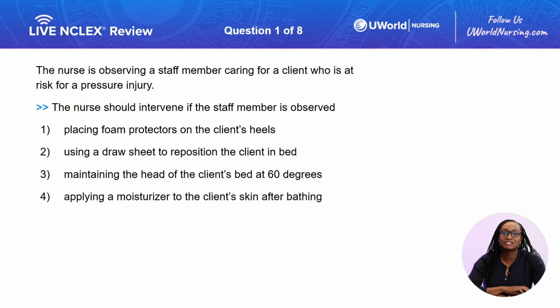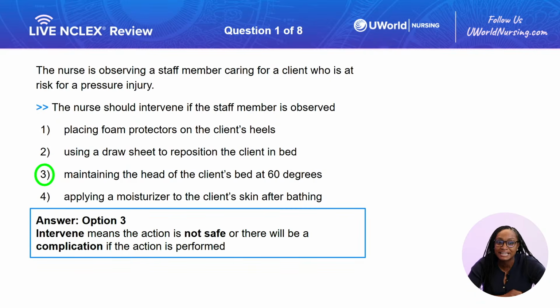So let's move on to the correct answer. Option 3, maintaining the head of the client's bed at 60 degrees. So going back to the question, the nurse should intervene. That is our main word in the question. Intervene meaning that we are looking for an incorrect option or incorrect intervention, something that we wouldn't want to do. So we wouldn't want to maintain the head of the client's bed at 60 degrees because that increases the chance for a pressure injury.